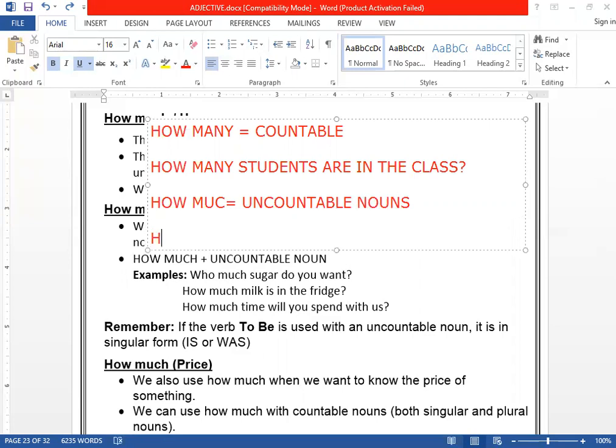For example, how much time do you have? Students is a countable noun, so we use how many. Time is an uncountable noun, so we use how much. To ask a question about a countable noun, use how many. To ask a question about an uncountable noun, use how much.